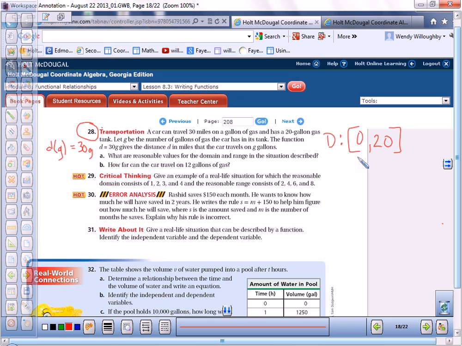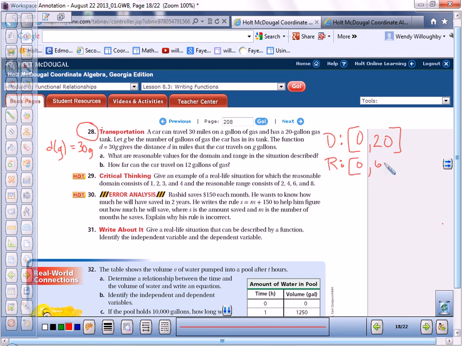Alright. Range. In this case, because the domain represented the gas, the range is going to represent the distance we can travel. So, if we know gas, how far could we go? 0 miles. But if our tank was completely full, how far could we go? 600 miles. Does that make sense?